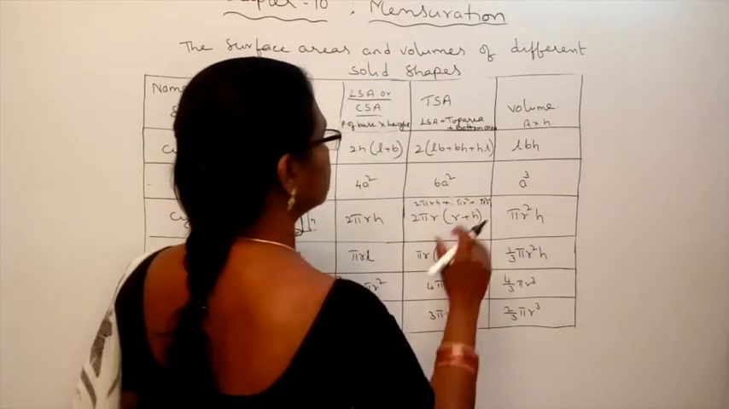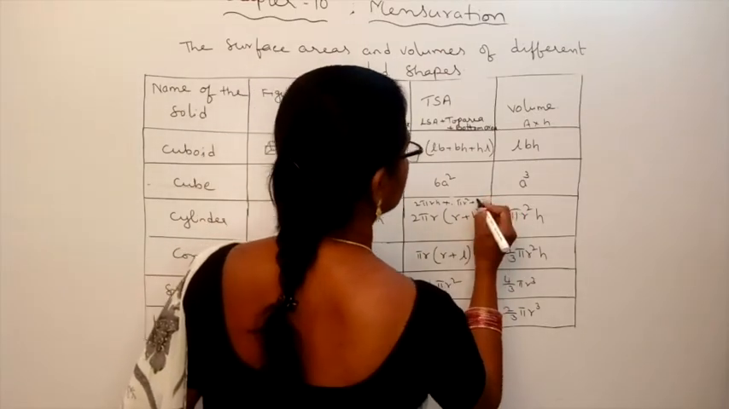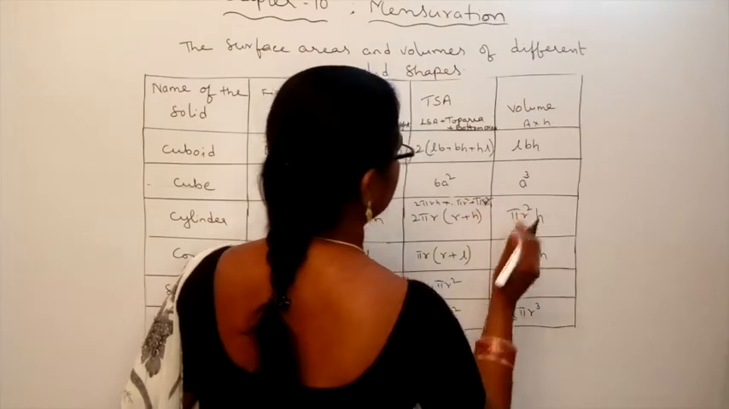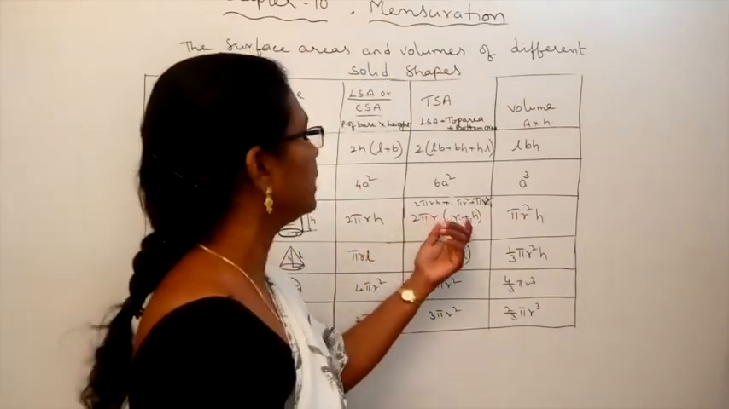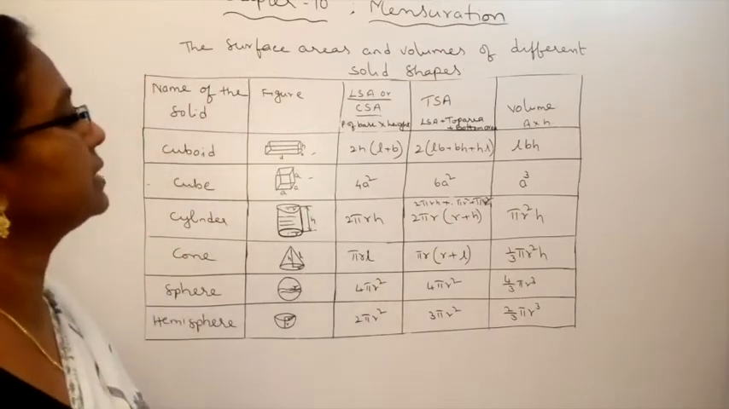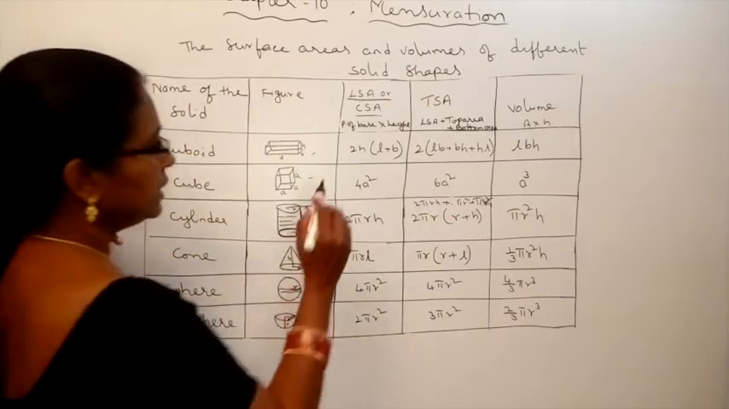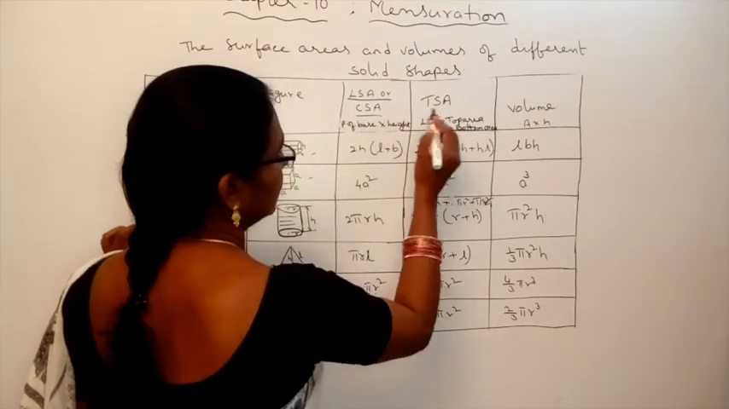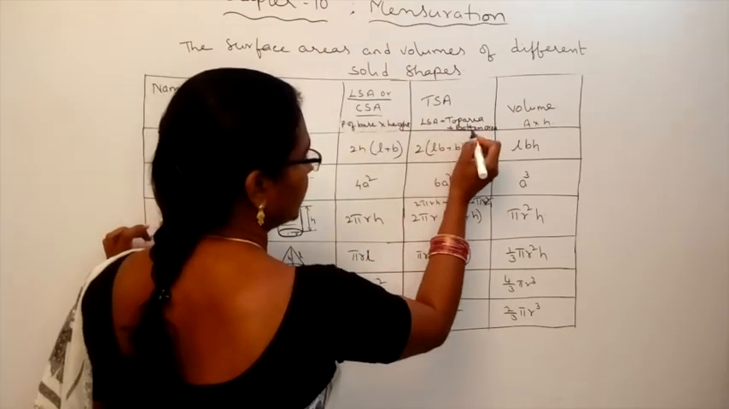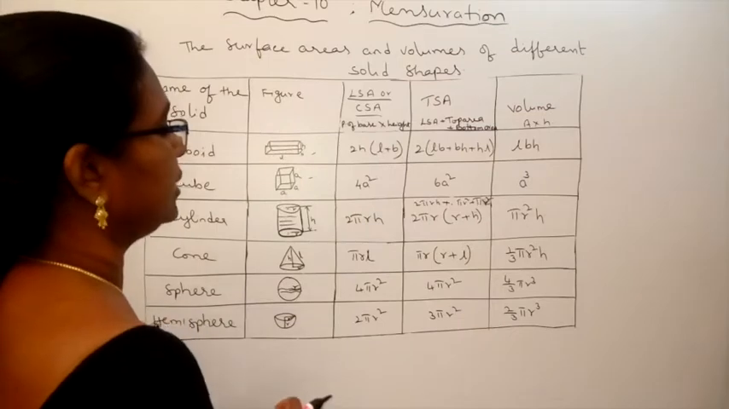Pi r square plus pi r square. Now, if you take common 2 pi r, you will get r into 2 pi r plus h. Now, like that, what is the general form? Perimeter of base into height for LSA. TSA is LSA plus top area plus bottom area. Volume is area into height.